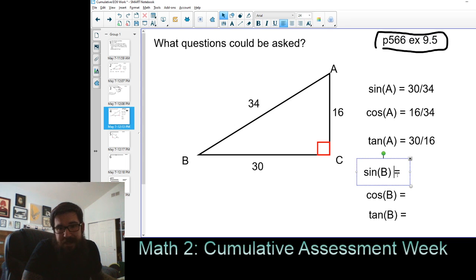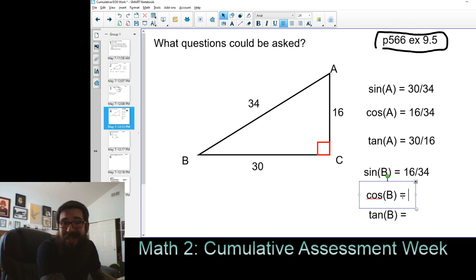If I were to now go to sine of B, the opposite side from angle B is going to be a 16, divided by the hypotenuse, 34. Cosine of B is going to be the adjacent, the side next to B, which is 30, divided by the hypotenuse, 34. And then tangent of B is going to be 16 over 30.